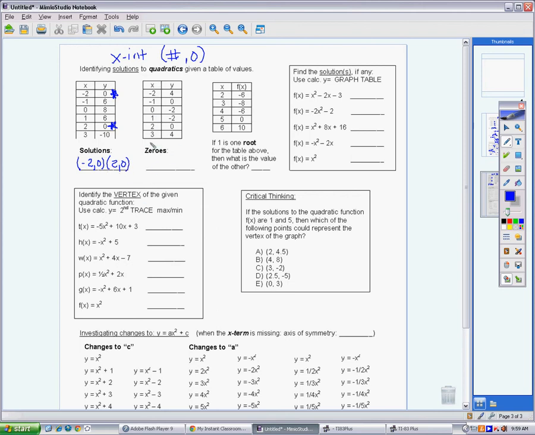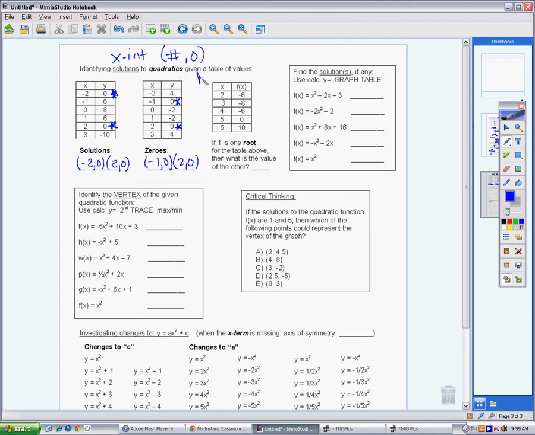The second one, what are the zeros? The zeros are referring to the y's. So again, I look for a 0 in my y column, and I see one at -1. That means that's a solution, and 2, 0 is a solution. So my solutions, my zeros, are -1, 0 and 2, 0. And again, 0 is another terminology for x-intercept.